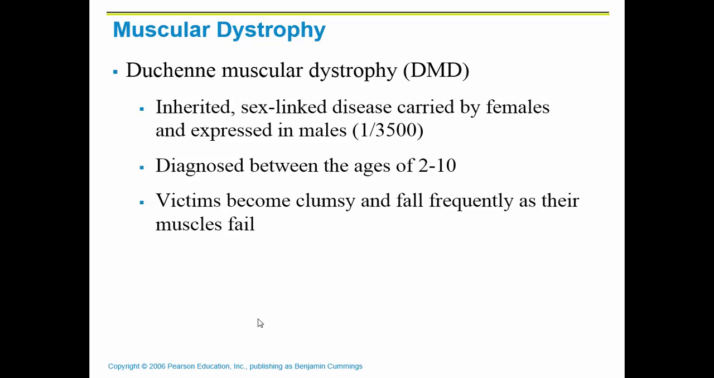There is one type of muscular dystrophy we're going to talk about, and it's called Duchenne muscular dystrophy, and it's an inherited muscular dystrophy, and it's sex-linked. So it's carried by females. Females can have it, but more men always will express sex-linked diseases, and we talked about that in biology. It's usually diagnosed between the ages of 2 to 10, and unfortunately their muscles start to fail fairly quickly.